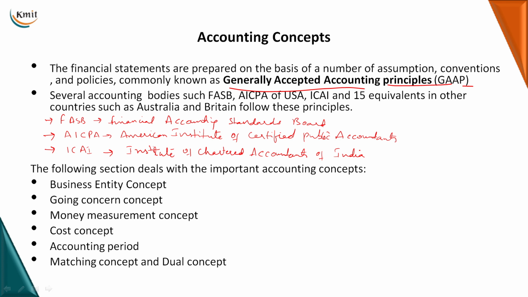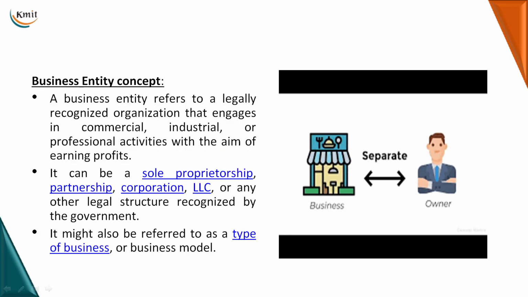The following sections deal with the important accounting concepts. The first one is business entity concept, going concern concept, measurement concept, cost concept, accounting period concept, as well as matching concept and dual aspect concept. The first concept, that is business entity concept.